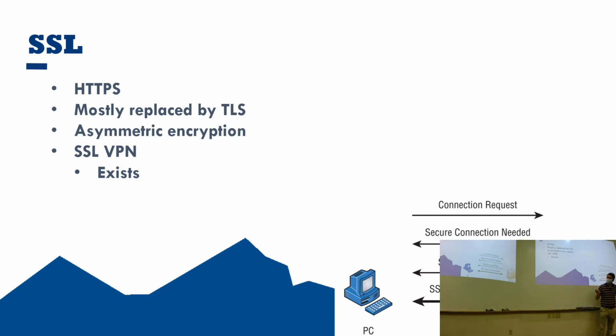So what happens is, of course, you send a connection request, and it's going to send you its requirements, and then you establish the connection. Okay. SSL VPN, I just put up here it exists. There's really no reason to use it over IPSec. I don't know why it's really mentioned in the book as much as it is, but just understand it exists, but IPSec is better in almost every circumstance.